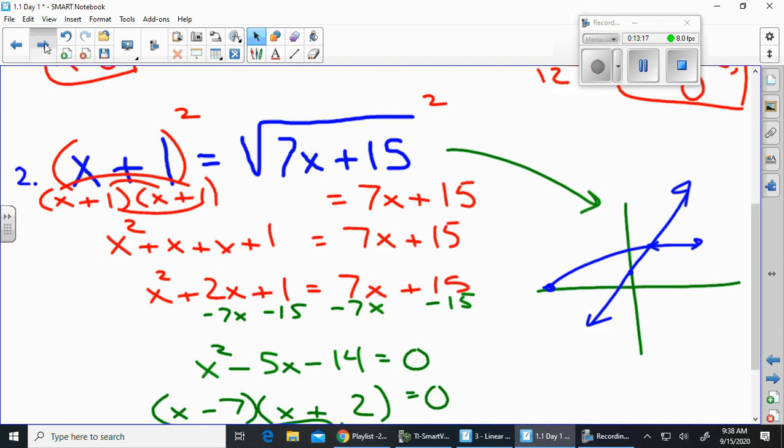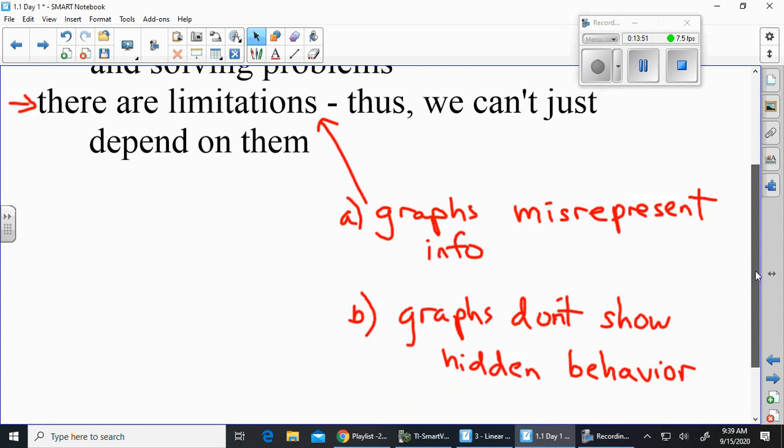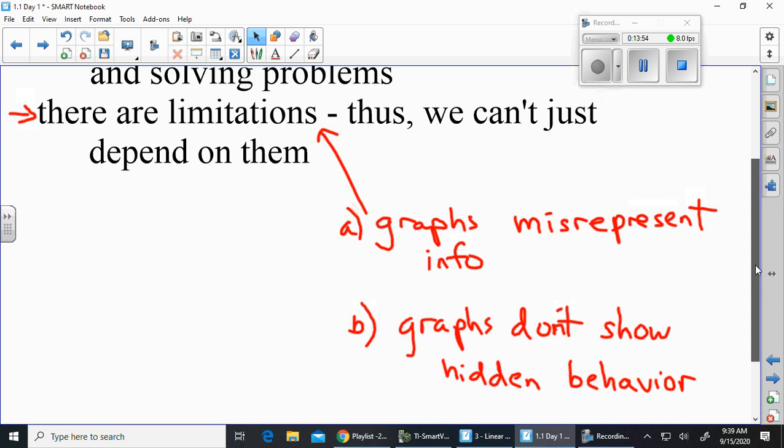So I should be able to solve those, and just make sure with solving graphically using, and this is more the calculator, but don't depend on your graphing calculator or Desmos. They can misrepresent information, so make sure you investigate. Like if you can't tell if it's a 0, you better zoom in and check to see if it's a 0. So they can misrepresent or they don't show hidden behavior.